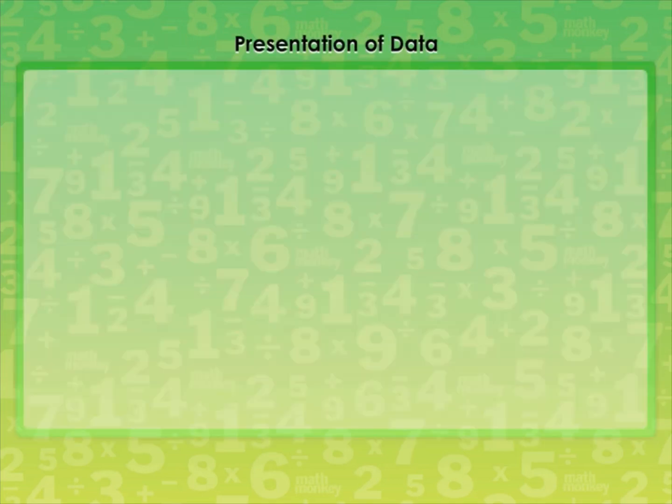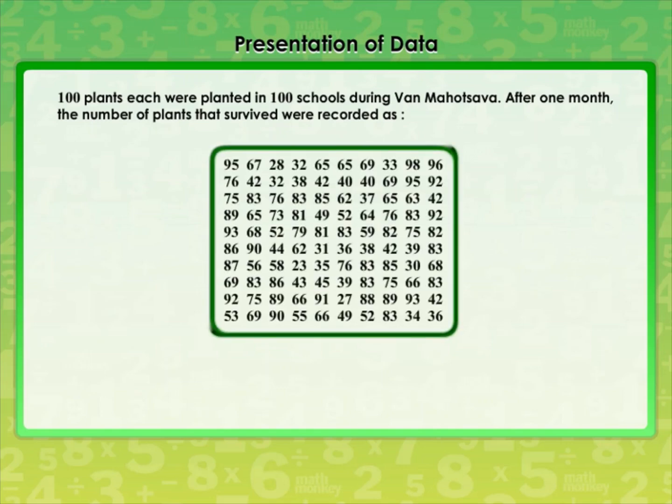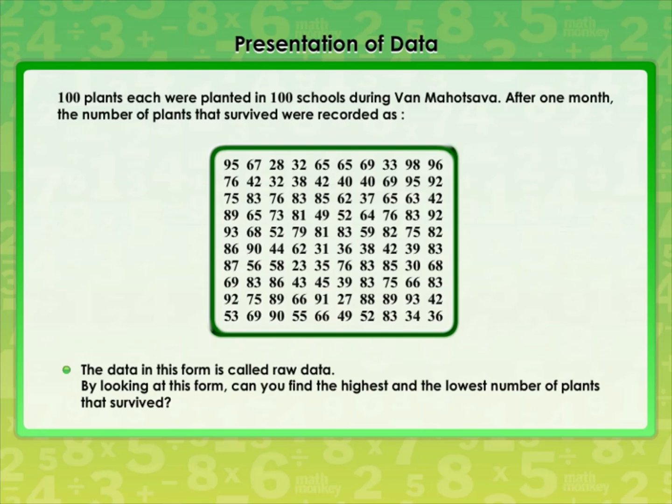Presentation of data. Consider this example. 100 plants each were planted in 100 schools during one Mahotsav. After 1 month, the number of plants that survived were recorded as given below. The data in this form is called raw data. By looking at this form, can you find the highest and the lowest number of plants that survived? No. It's difficult to find out the highest and lowest number of plants that survived from this large amount of raw data.